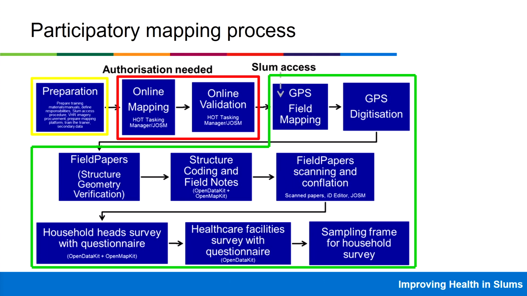And then after that, we print the field papers and go to the field. We do what we call structure geometry verification. We do this simultaneously with the other step, structure coding and field notes. We realize that the field notes have to be collected in a structured manner. So we combine that with the field papers using Open Data Kit and OpenMapKit. Afterwards, the data collected is conflated into OpenStreetMap.